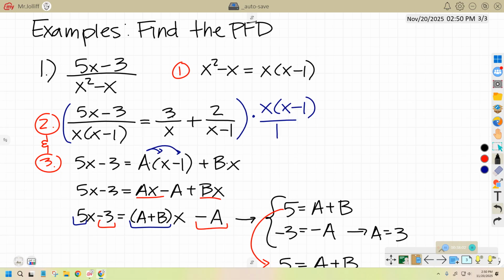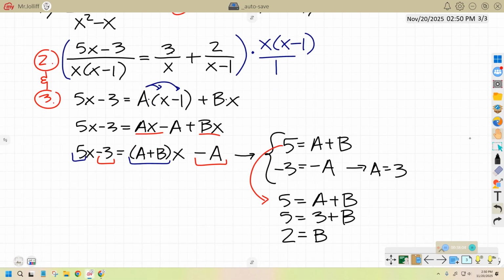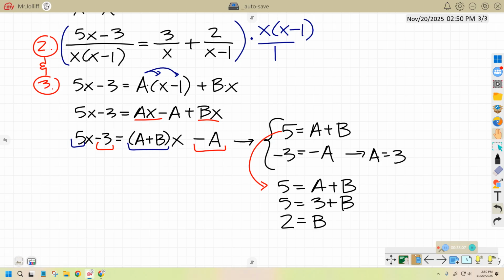Yes? I can scroll down to the bottom. I will scroll down to the bottom.